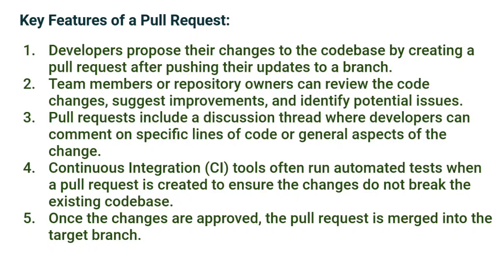So after pushing the code to the remote repo of that specific branch, that is the feature branch, we have to raise a pull request to merge it into the main branch. And once we raise the pull request, we can add some reviewers, some team members, in that pull request.